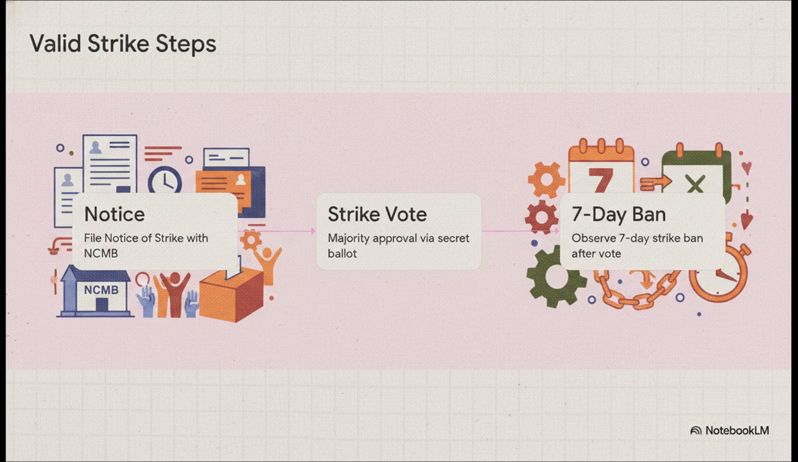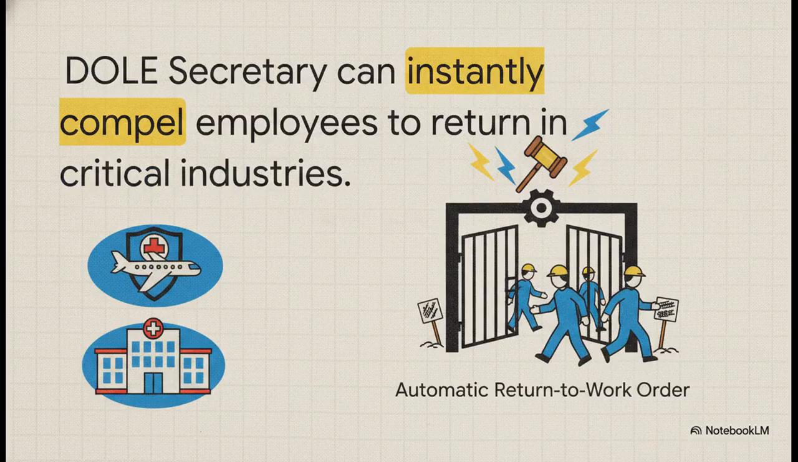Step 1, a formal notice of strike must be filed with the National Conciliation and Mediation Board, or NCMB. Step 2, a strike vote actually has to be approved by a majority of the total union members, and it has to be via secret ballot. And Step 3, even after that vote passes, the union must observe a strict 7-day strike ban after reporting the vote to the NCMB.